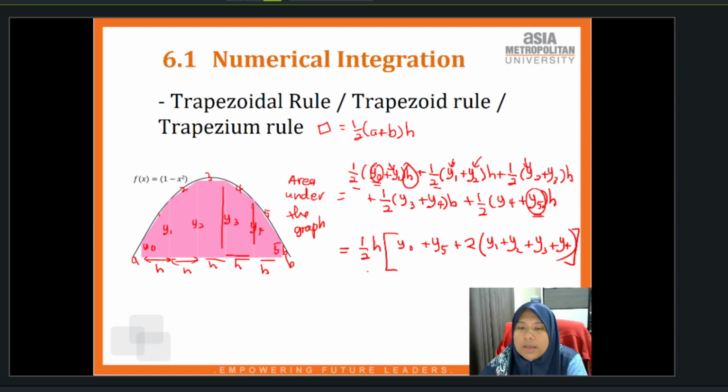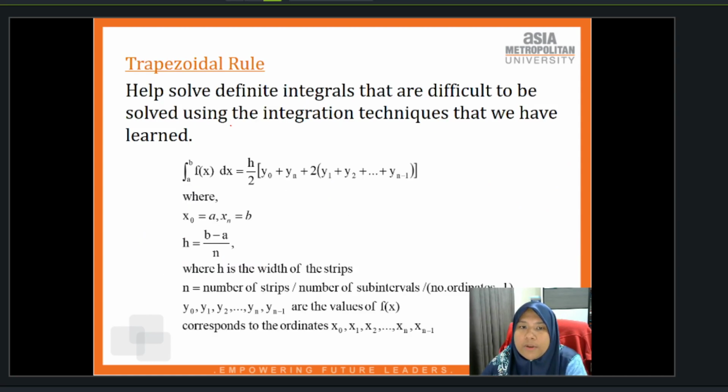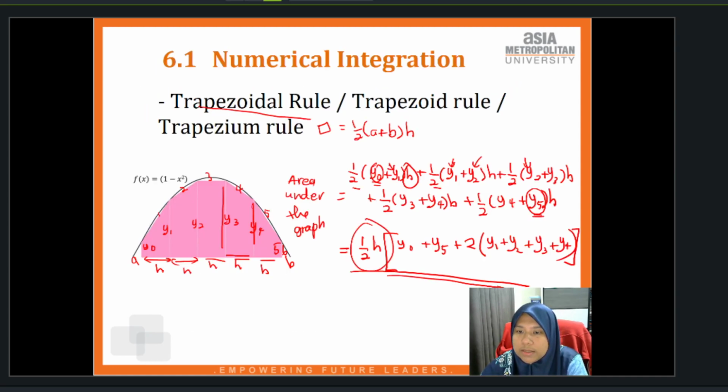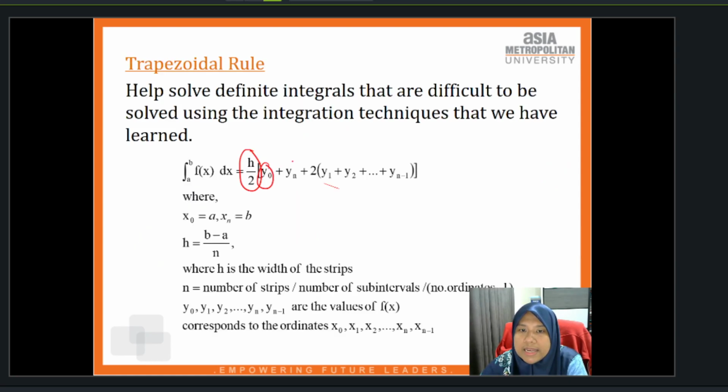Okay, so we got the formula to find the area under the graph. Why do I show this? Because this is actually the formula of trapezoidal rule. So we look at the formula. It helps solve definite integrals that are difficult to solve using integration techniques. So we have h over 2, right? And the first y and the last y are not repeating, so just put these two in front, plus the others are repeating, so y1, 2 times the other y.